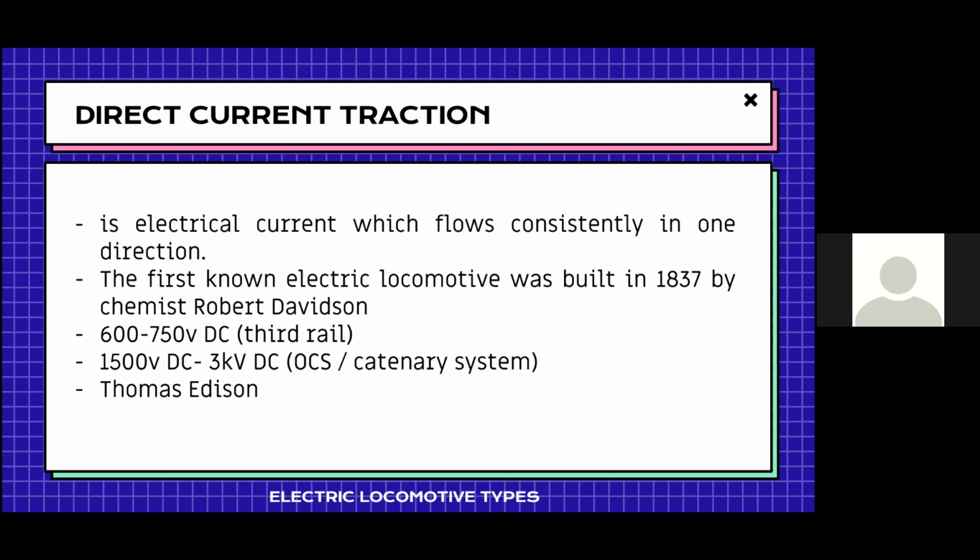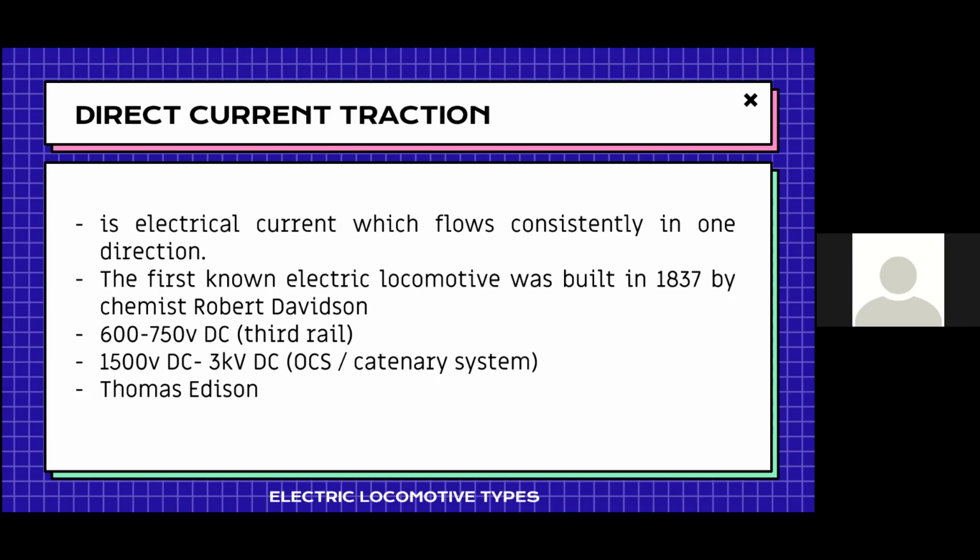Ang common voltage naman po na ginagamit sa direct current is 600 to 3,000. Pag third rail po, ang ginagamit nila is yung 600 to 750 lang po. And then pag OCS or yung overhead catenary wires, ang ginagamit po nila is 1.5 to 3K po.